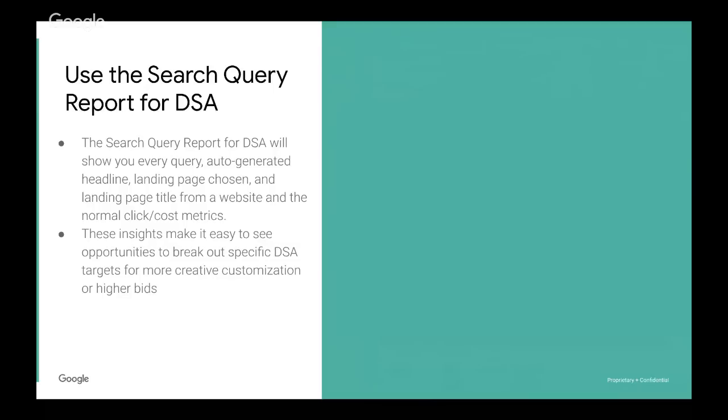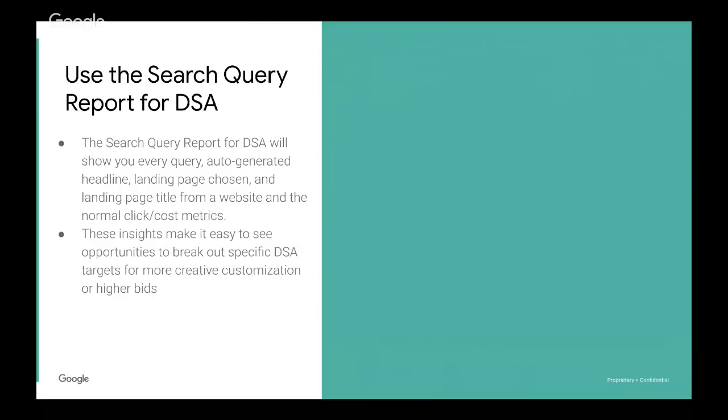Now, there is a search query report for dynamic search ads. The report will show you every auto-generated headline, landing page chosen, and the landing page title from a website, and then the normal click cost metrics that you can see in your AdWords account. So here you can actually see what is the specific query that has triggered that specific click, and to what specific page have people landed, and how has that specific click then performed afterwards. So you can see the whole journey of how DSA is performing.